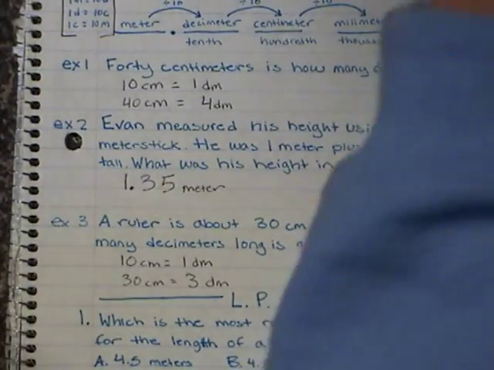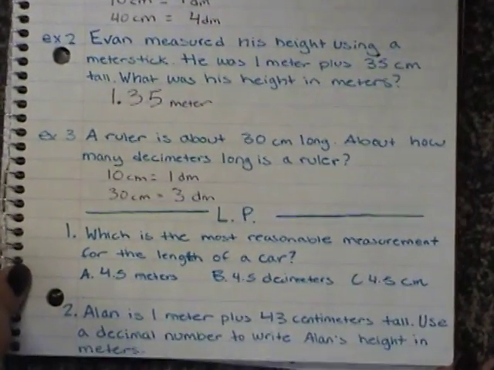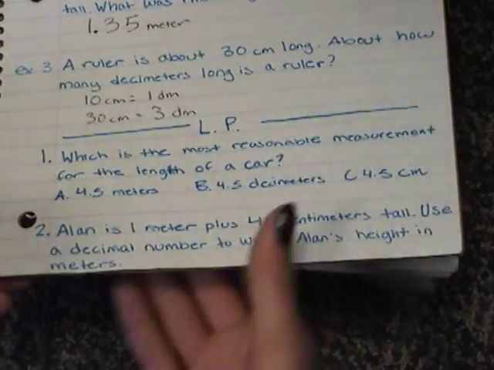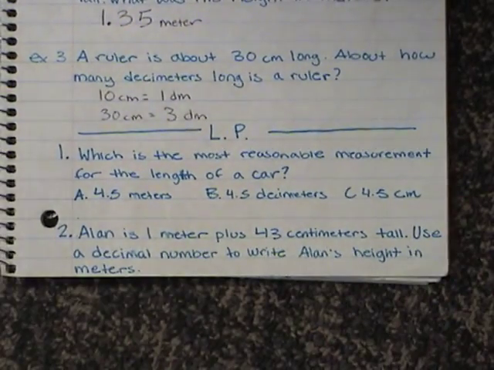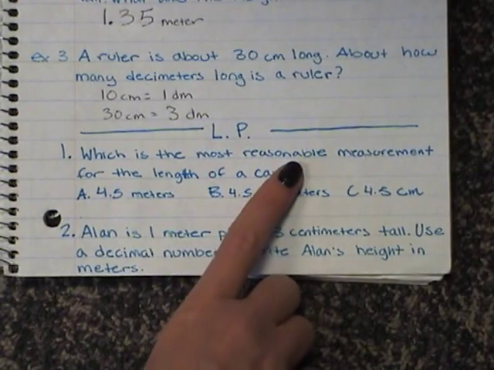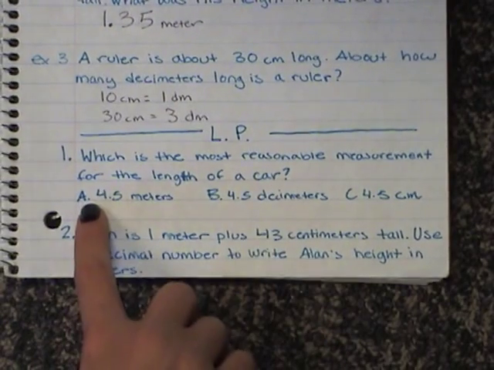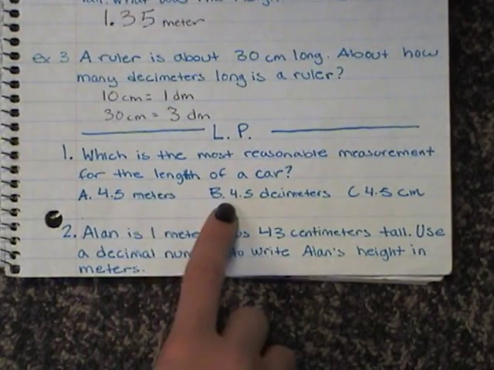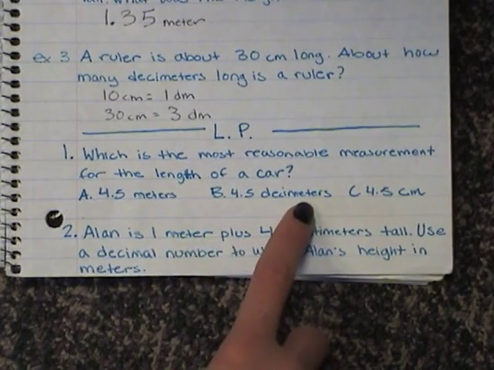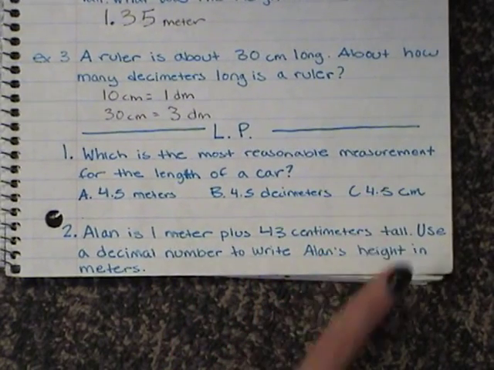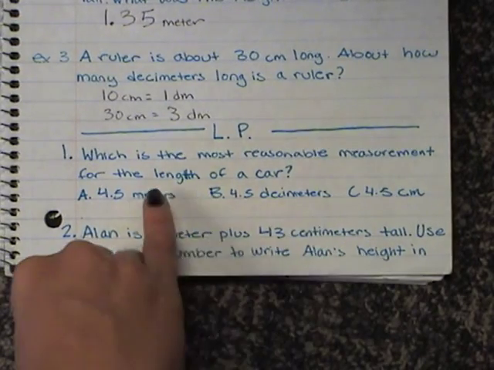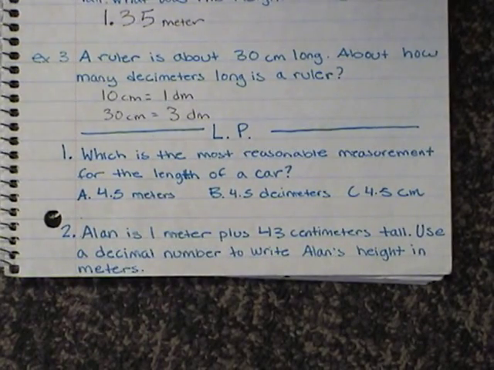Alright, in our lesson practice there are only 2 problems here, and I will read them out loud to you so you can see them. Which is the most reasonable measurement for the length of a car? Is it A, 4.5 meters, B, 4.5 decimeters, or C, 4.5 centimeters? So look at the measurements here and decide how long you think would be reasonable for the length of a car. The next one says Alan is 1 meter plus 43 centimeters tall.